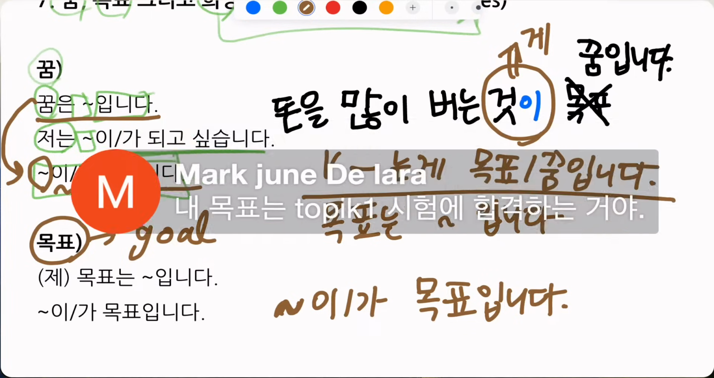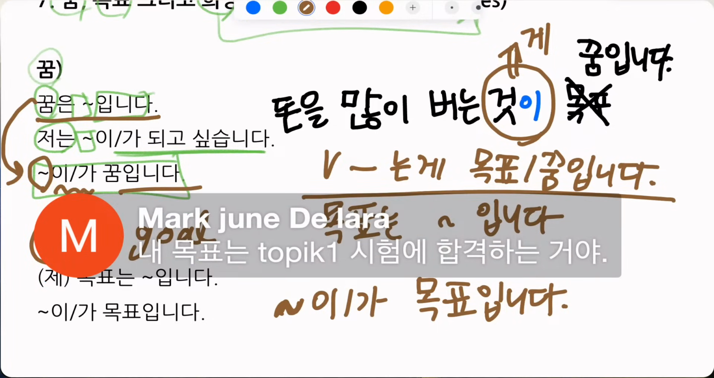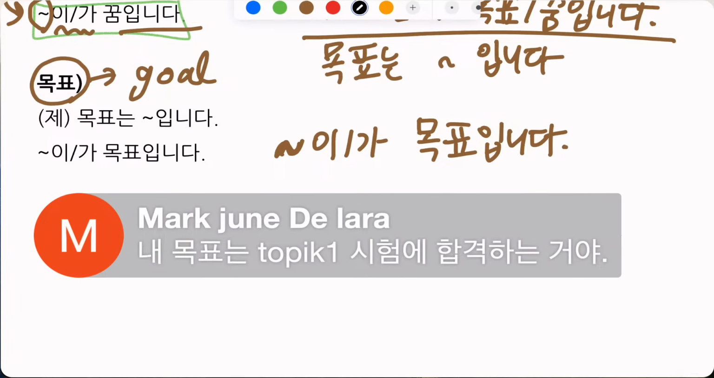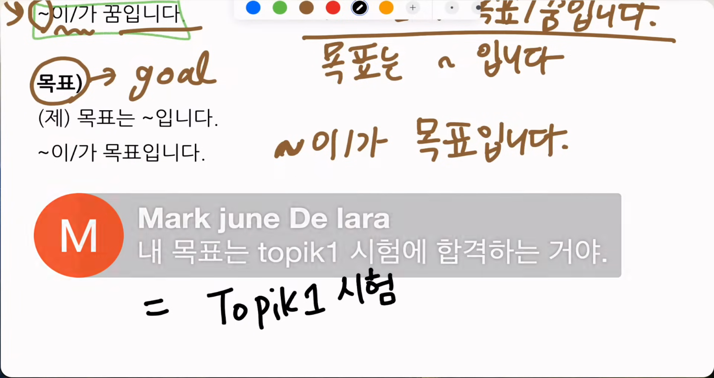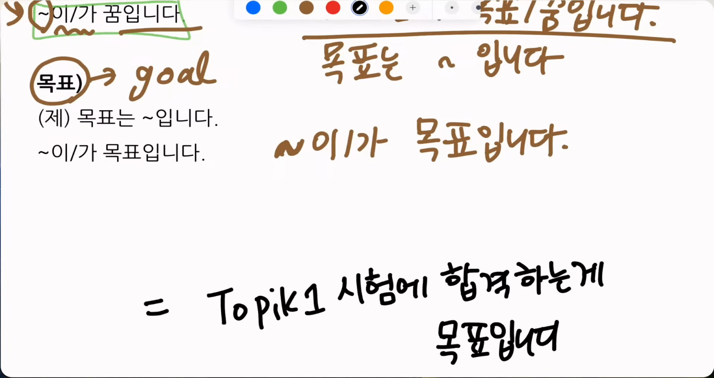그리고 this is a really good 목표, good goal. 내 목표는 토픽 1 시험에 합격하는 거야. 맞아요. To reverse it, it would be 토픽 1 시험에 합격하는 게 목표입니다. 좋아요. Thank you for sharing your dreams, guys.